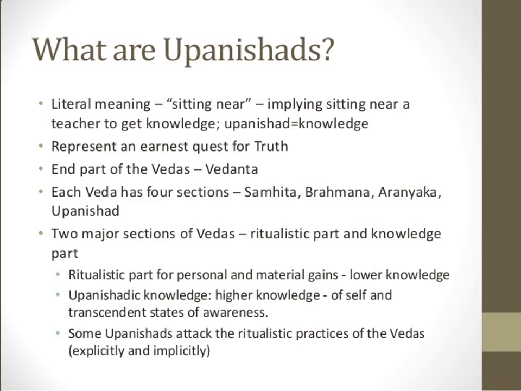The ritualistic part is for personal and material gains, known as the lower knowledge, and the Upanishadic knowledge is known as the higher knowledge of self and transcendent states of awareness. Some Upanishads attack the ritualistic practices of the Vedas explicitly and implicitly. Basically, the Upanishads are the latest portions of the Vedas, and they represent the philosophies of the Vedas. So from these two major sources, there are 5 aspects that we can learn about the religion of Indus Valley civilization.